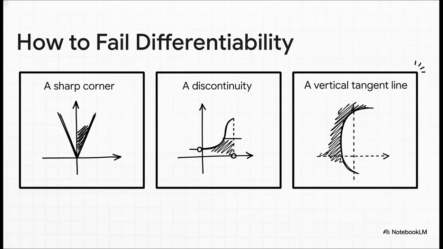So let's just wrap this part up. There are basically 3 ways a function can fail to be differentiable. Number 1, it has a sharp corner or a kink, like we just saw. Number 2, it has a discontinuity, a break or a jump in the graph. And number 3, it has a spot where the tangent line goes perfectly vertical, because the slope of a vertical line is infinite, which isn't a real number.